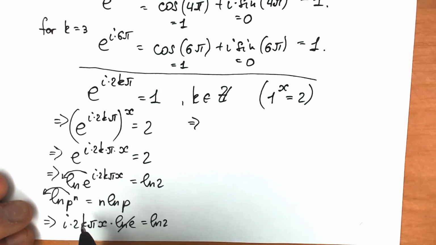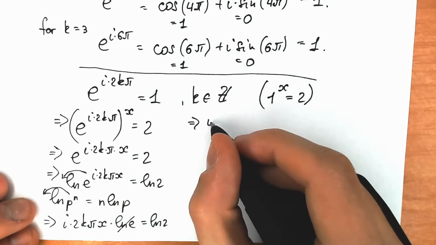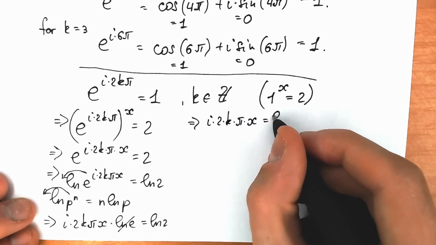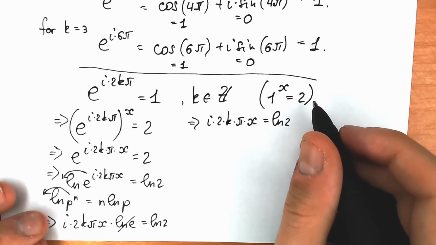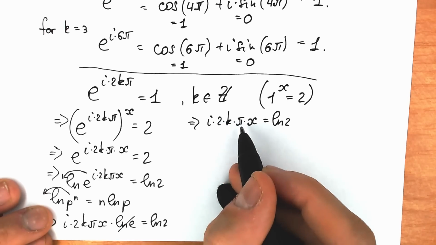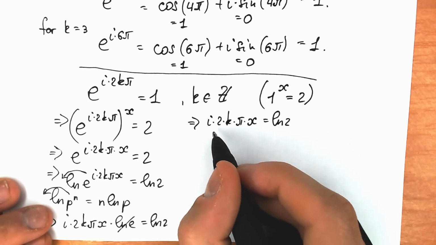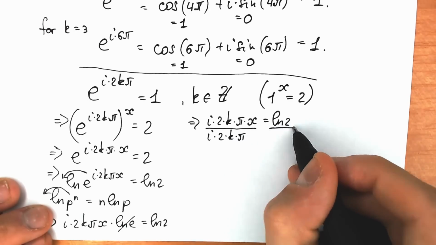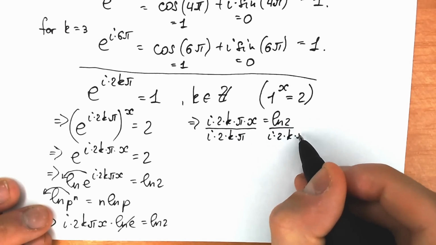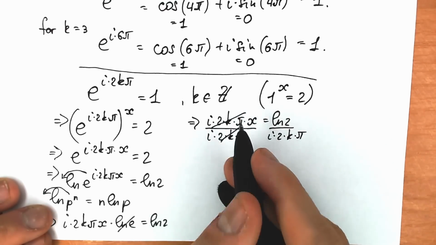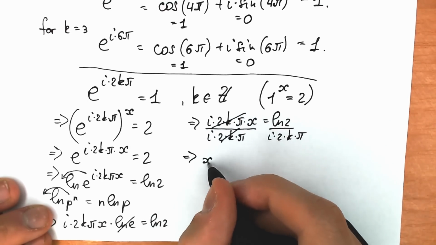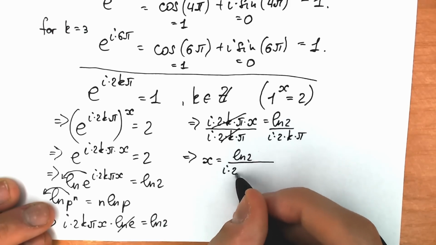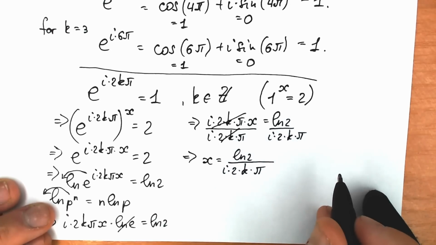Let's write it right here. We have i times 2k pi x equal to natural log 2. Right now let's divide both sides by this i 2k pi, because we need to have only x on our left side. We cancel this from the left side, and as a result our x is equal to natural log 2 over i times 2k pi.